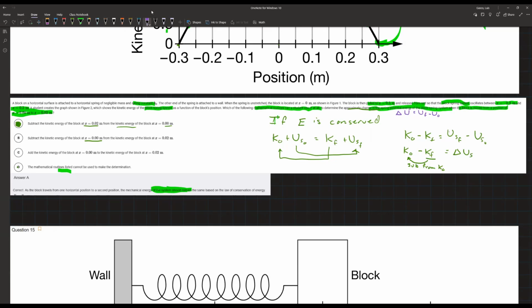Anyways, because I have U final on the right-hand side, I am going to move the original spring potential energy to the right-hand side, because that's going to require me to subtract it. So that's how we get this part here. Now, because I only want this to show up on one side of the equation, I need to move the final kinetic energy value to the other side. And that's going to give me K original minus K final, which is this part here.